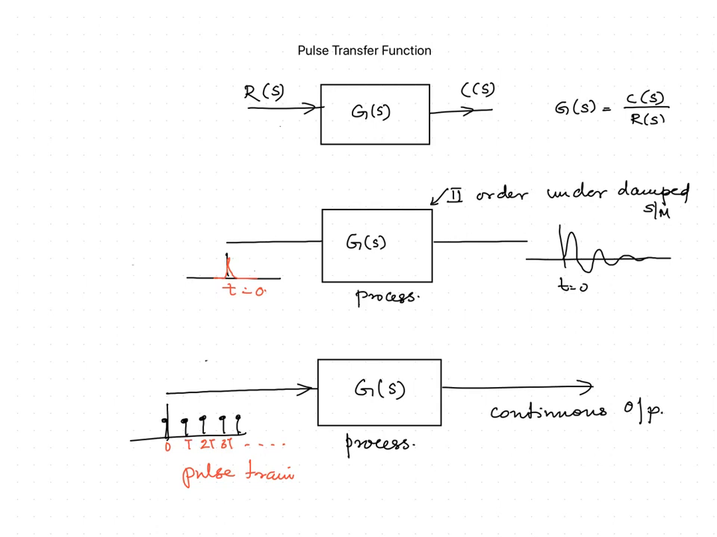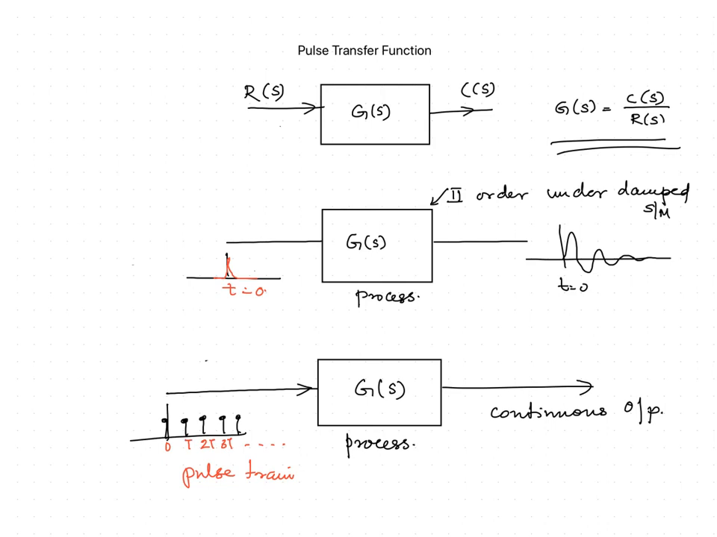Today's topic is pulse transfer function. For a linear time invariant continuous system, we can define the transfer function that describes the dynamics of the system as G(s) equal to C(s) by R(s). This is the transfer function for continuous time system.